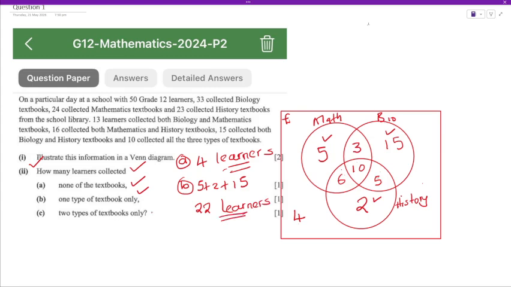How many learners collected 2 types of textbooks only? 2 types of textbooks only. Which guys are those? Okay, let us review our diagram and identify those guys. So we have these ones here, okay, these ones there, and those guys there. So it's going to be 6 plus 5 plus 3 for question C, which is going to give us 6 plus 5, that is 11, plus 3, that is 14 learners.